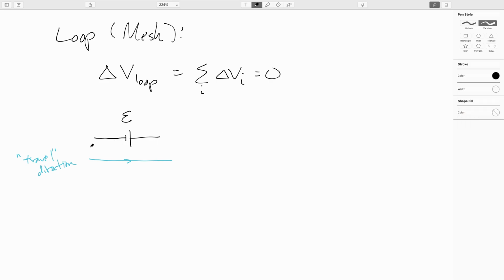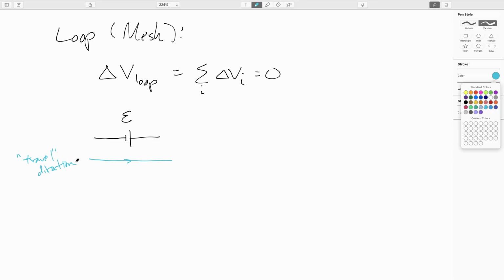In this example here, as I'm walking along, I first come to the negative terminal of the battery, and then I leave at the positive terminal of the battery. Now I remember that a battery does non-conservative work to move charges from where they electrically want to be to where they electrically don't want to be. So when I leave the positive terminal of the battery, the voltage increased by the battery EMF.